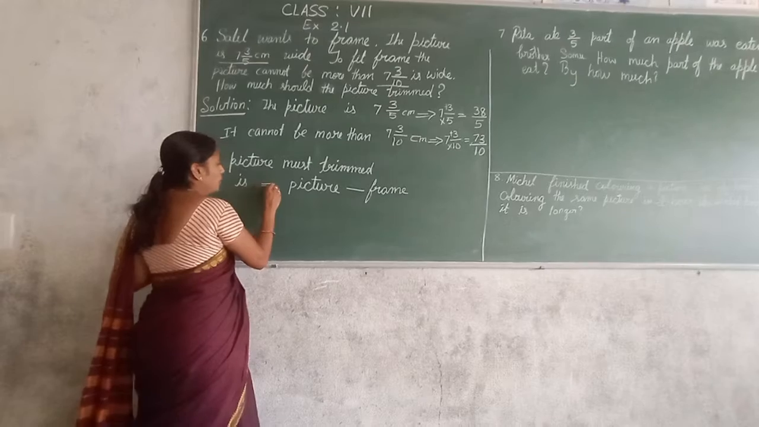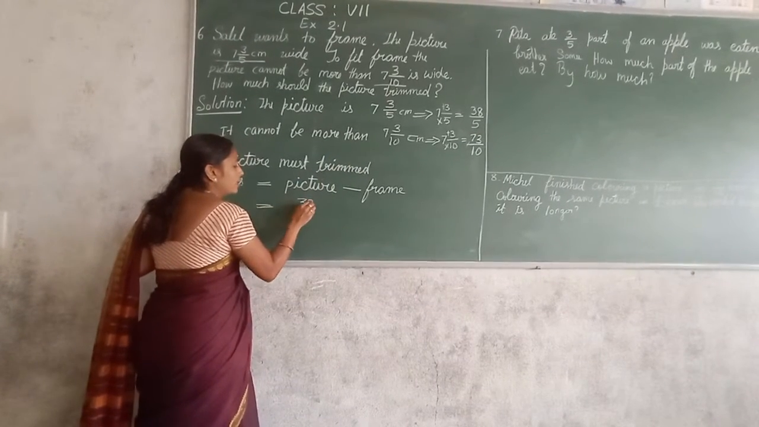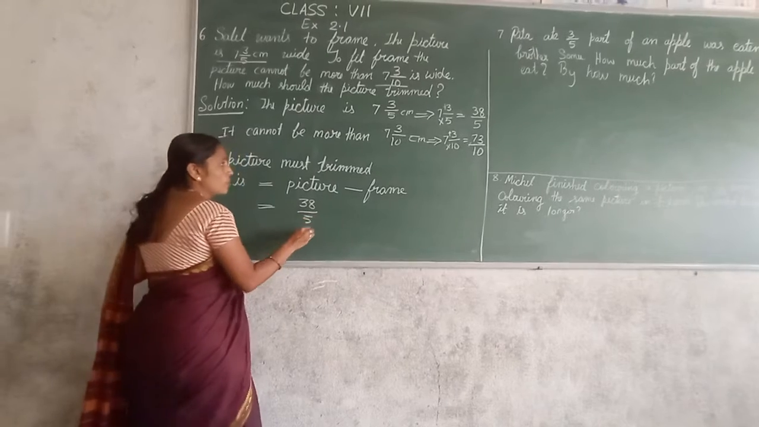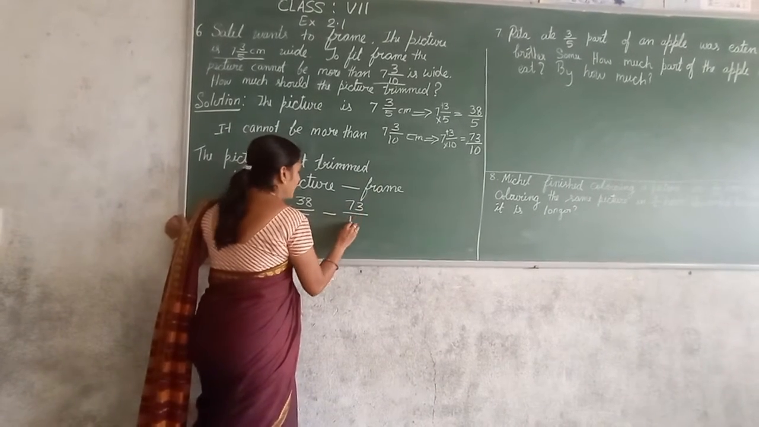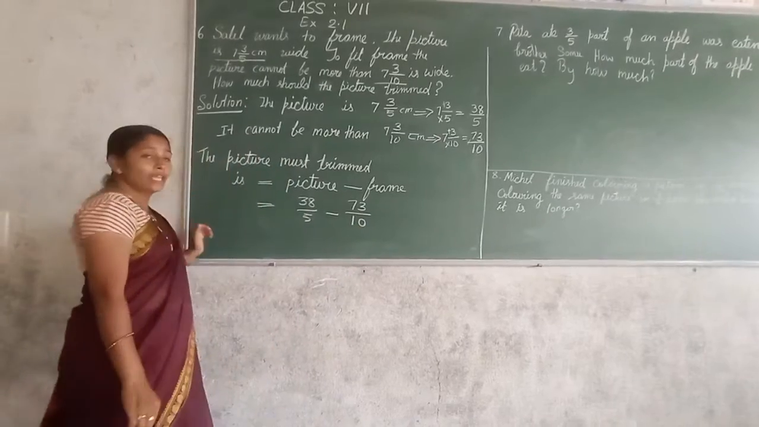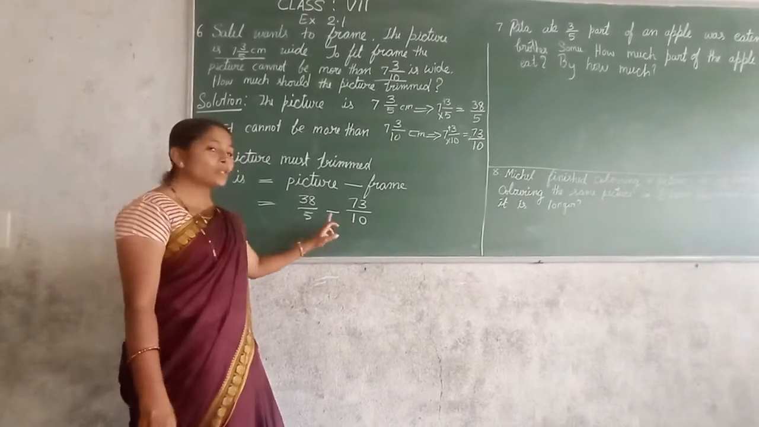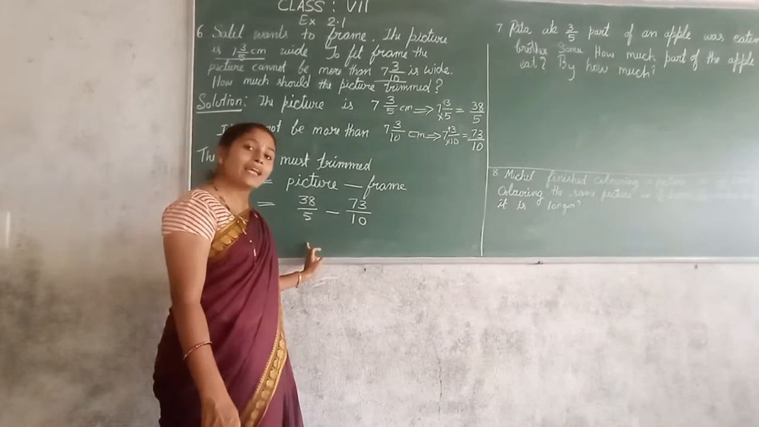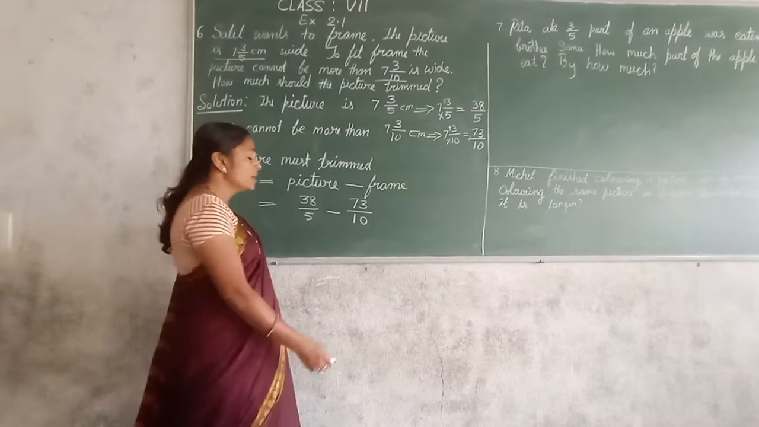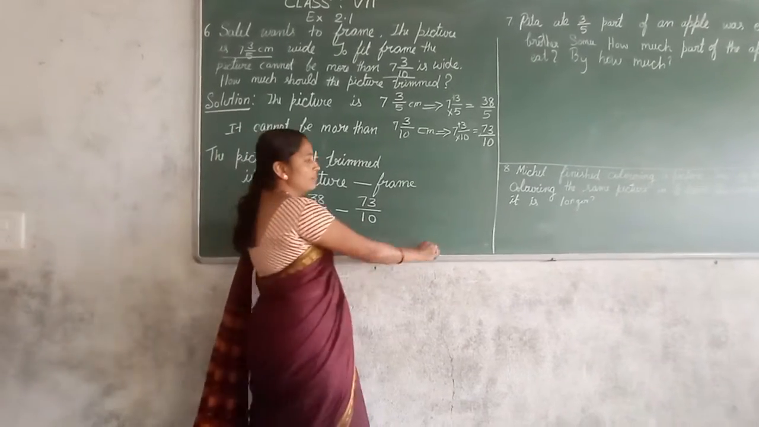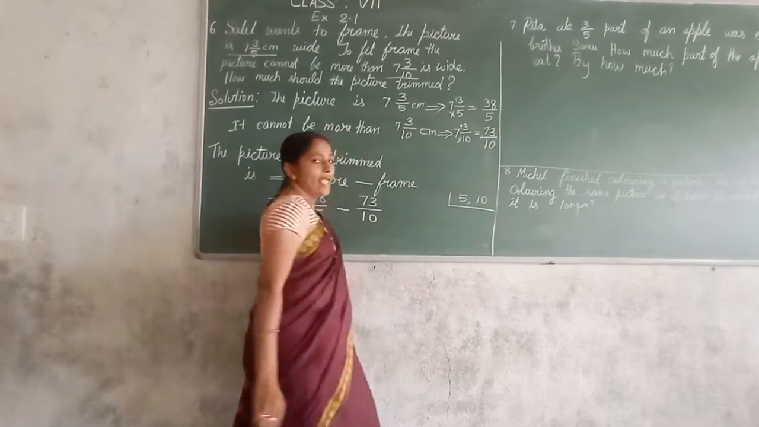So in this way, let us do that. The picture measurement is 38/5, in centimeters. The same way, 73/10. Now we cannot subtract directly. Why? Because both the denominators are different. When denominators are the same, we can do it directly. When the denominators are different, as we know, we have to find the LCM.